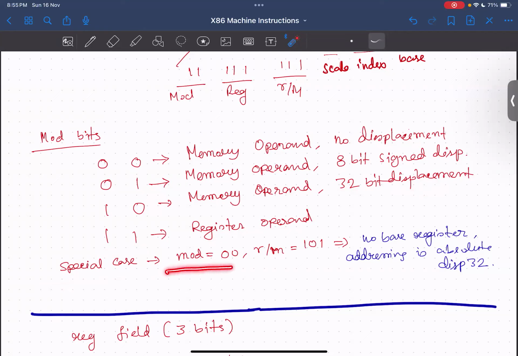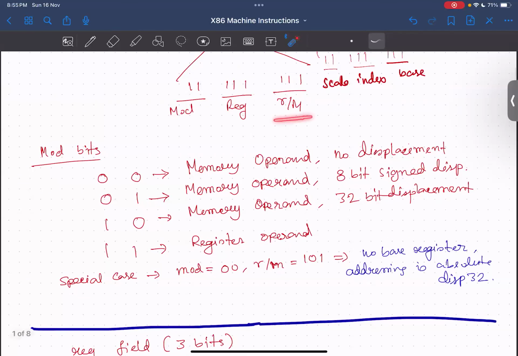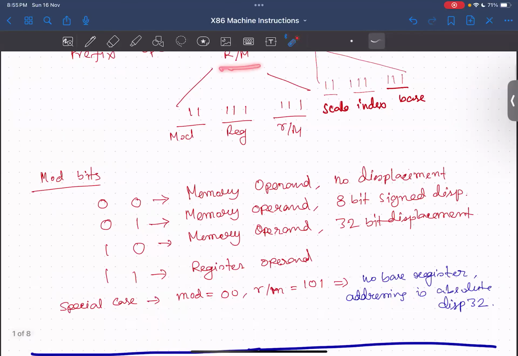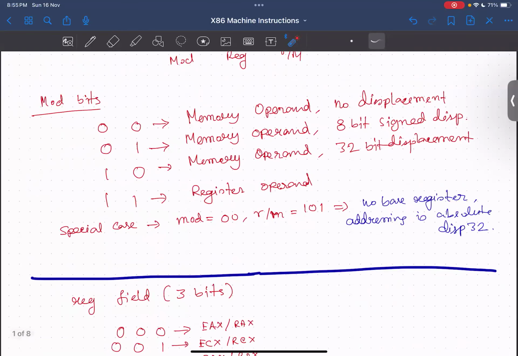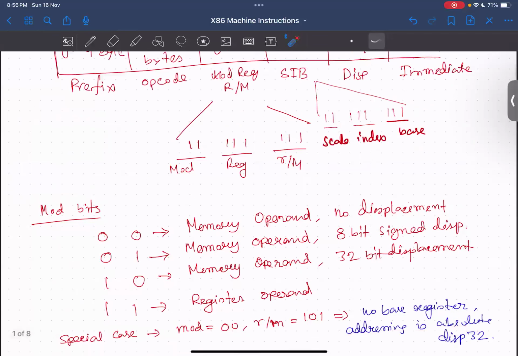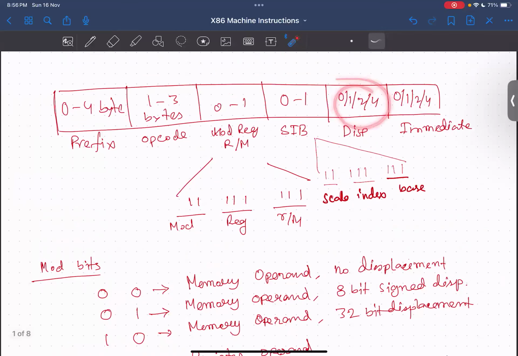There is also a special case, which we'll mention next, but let's highlight it now. If the mod bits are 00, and your RM bits, the last 3 bits of your Mod Reg RM byte, are 101, that means there is no base register. The address is an absolute address, which is given in the displacement section of the x86 instruction.